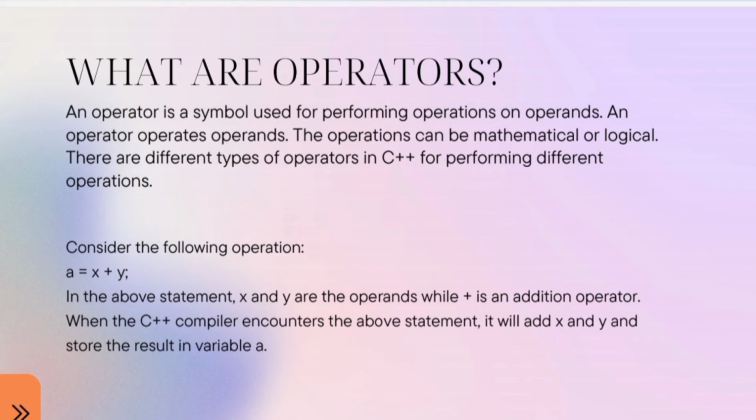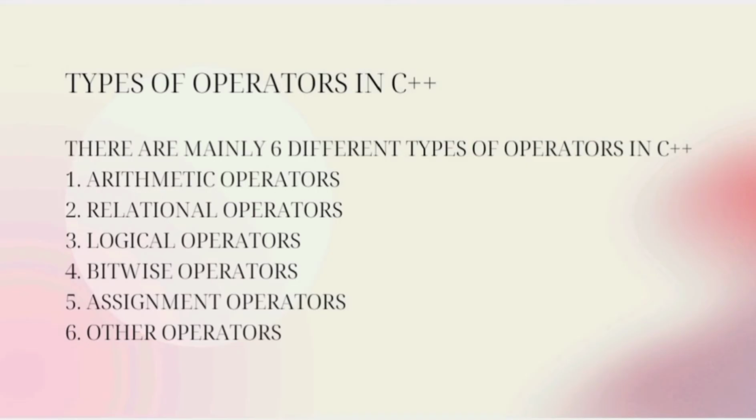Consider the following operation: a = x + y. In the above statement, x and y are the operands while + is an addition operator. When the C++ compiler encounters the above statement, it will add x and y and store the result in variable a. Types of operators in C++.